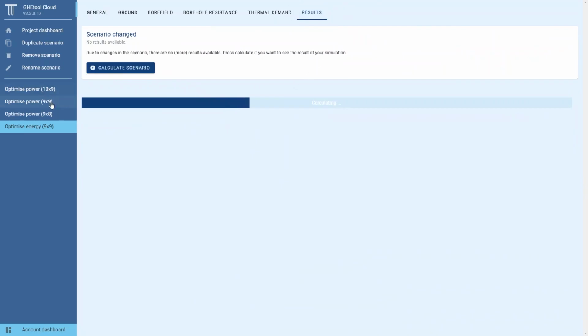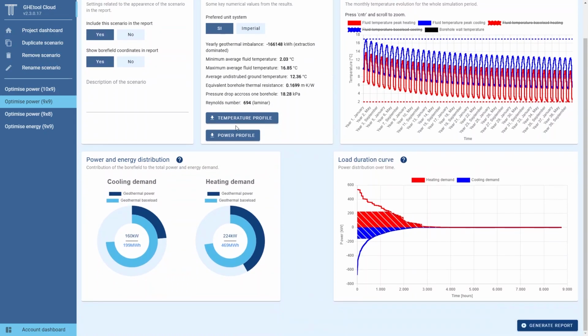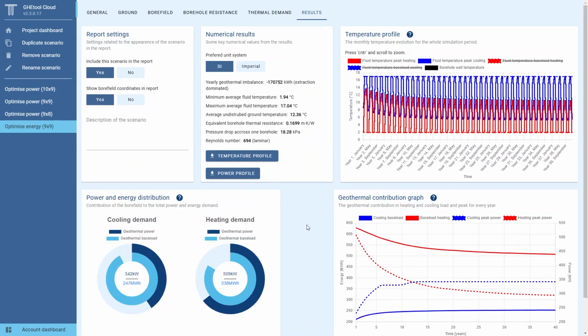figure out how much extra power we can install in order to access this energy potential of this bore field. So we see that when we optimize for power, there is still some geothermal potential for energy left in both heating and cooling. And by now optimizing it for energy, we will try to work that away. So once it's done, we end up with this figure.